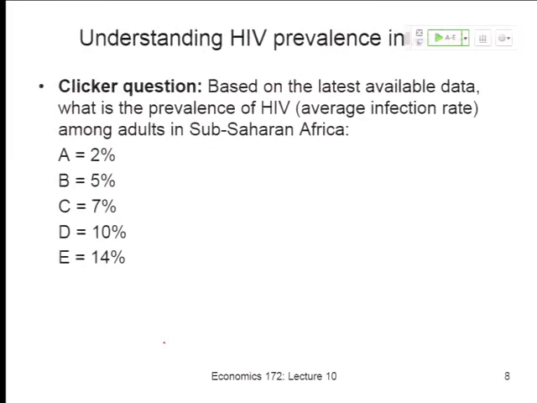So to start, I want you to take out your clickers just to get a sense of your views on this, and have you answer the following question. Based on the latest data, what is the prevalence, the average infection rate with HIV, in sub-Saharan Africa? 2%, 5%, 7%, 10%, 14%. Yeah, of adults. What percent of adults are HIV positive?